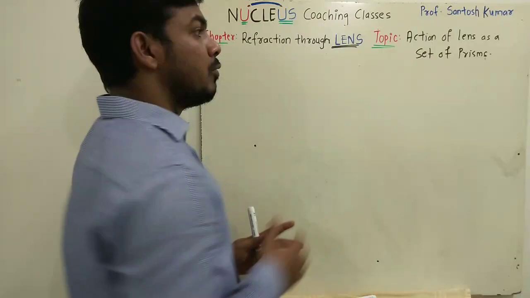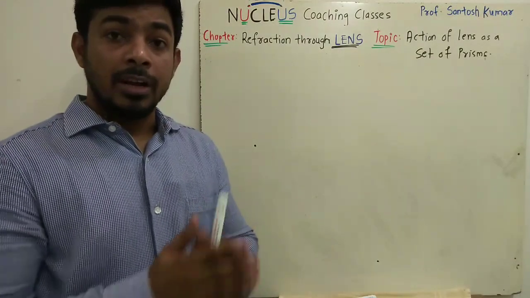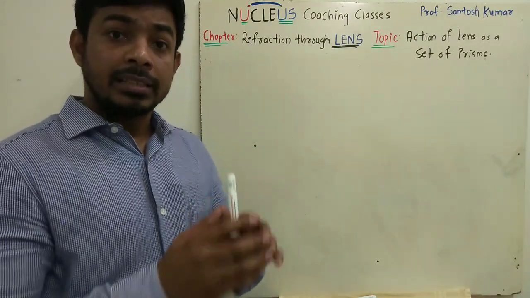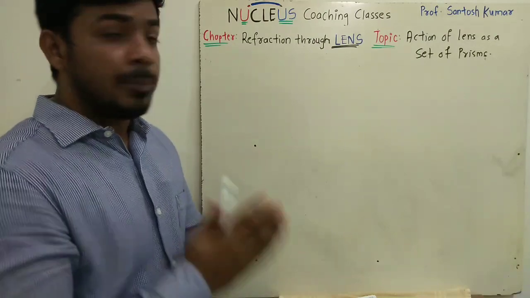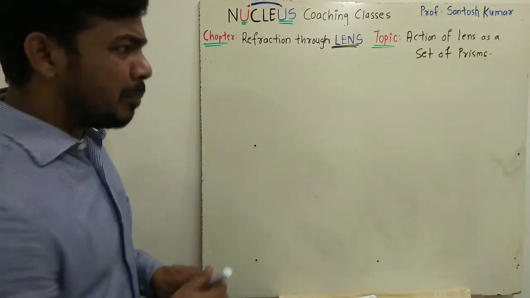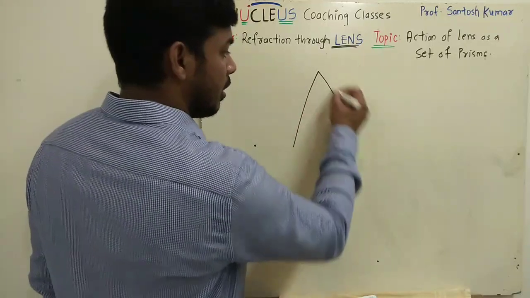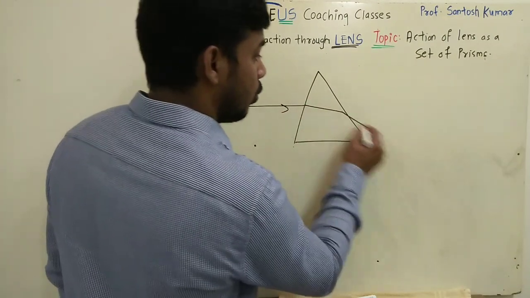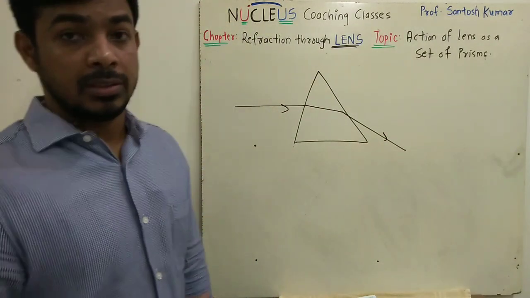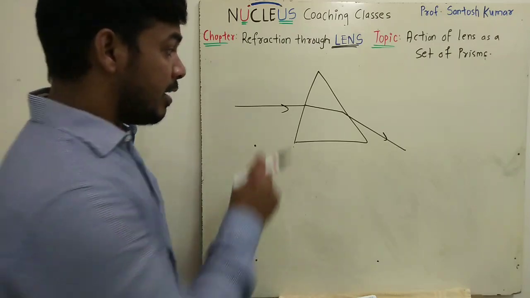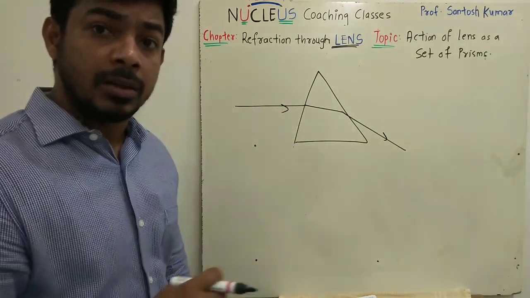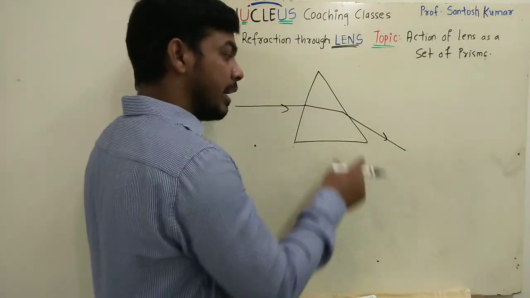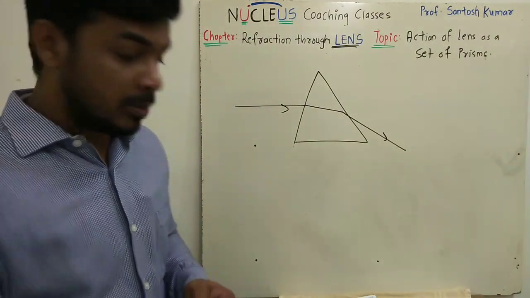Now we will study action of a lens as a set of prisms. That means whenever there is a converging of a beam of ray or there is a diverging of a beam of ray, we can say this action is only because of a prism present in a lens. So I will give you some basic idea about the refraction of light through a prism, where we studied that a ray of light passing through a prism always bends towards the thicker part of the prism. This is a very important topic. Whenever a ray of light passes through a prism, it only bends towards the base of the prism. That means the deviation of a ray of light will always be towards the thicker part of the prism.